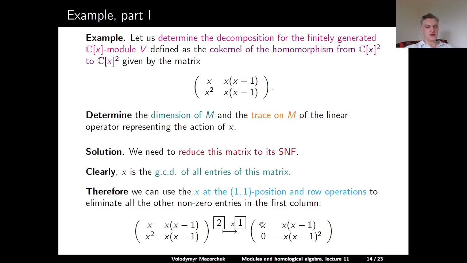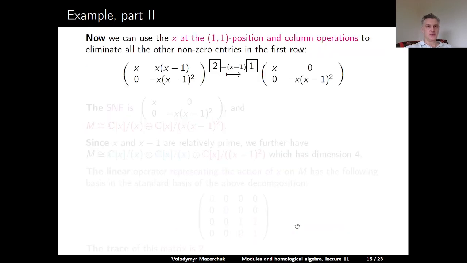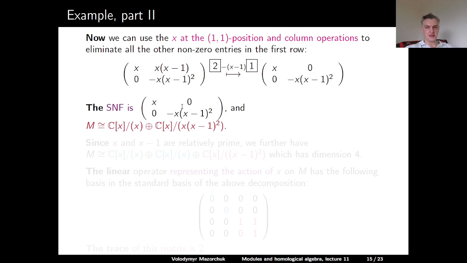Great, so now we can use x in position 1,1 to eliminate all other entries in the first row. So we do the elementary column operations. We multiply the first column with x minus 1 and subtract from the second column. And we get the diagonal matrix x, 0, 0, minus x times (x minus 1) squared. So this is the Smith normal form of our original matrix.